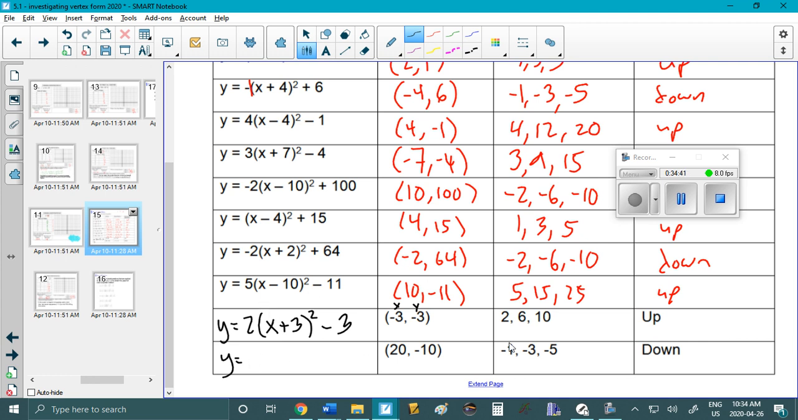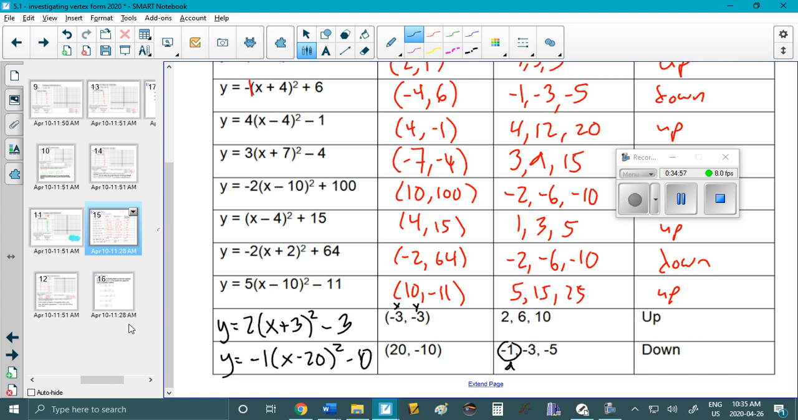Okay, so the last one, the a value is going to be negative 1, or just negative. And then I get x minus 20. I change the sign, squared. Always put the squared, or else it's not a quadratic. It would be linear. And then minus 10.